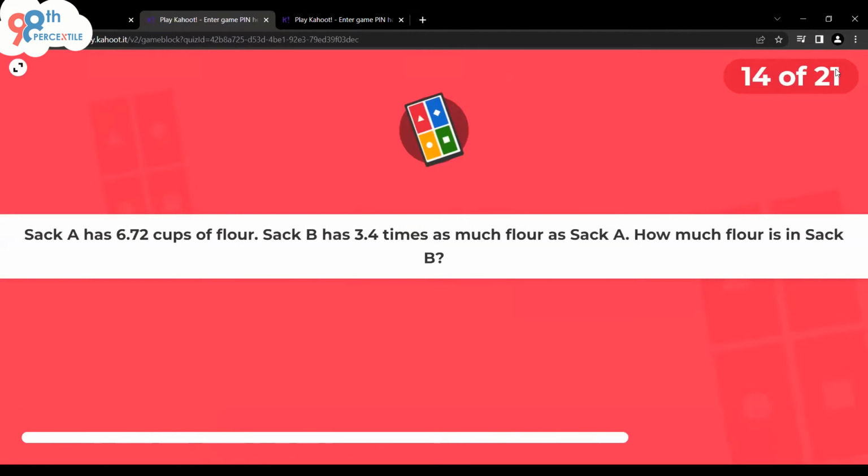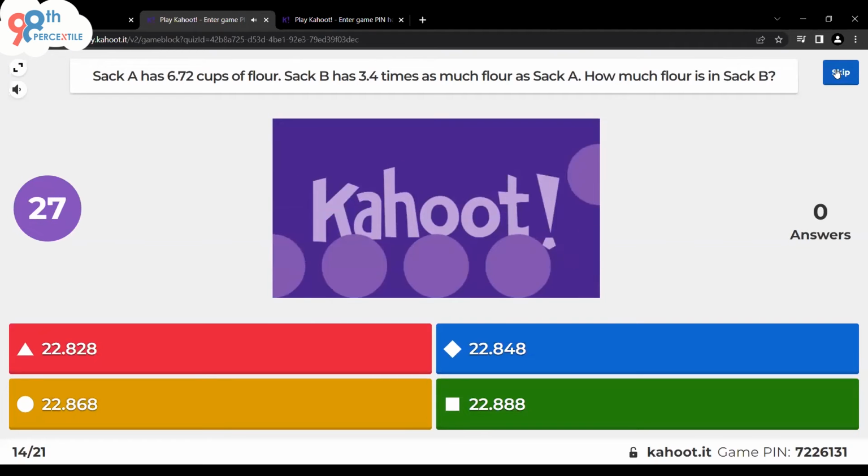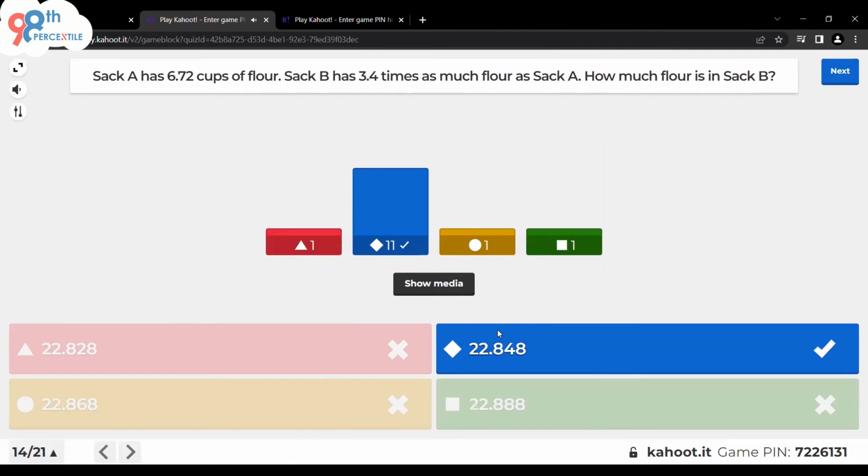Okay, so moving further, it's a word problem. Read it carefully, try to work it out even more carefully. Four answers so far. The time is running out, everyone. Okay, so 11 of you correct.